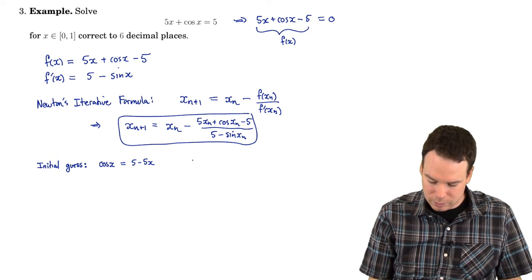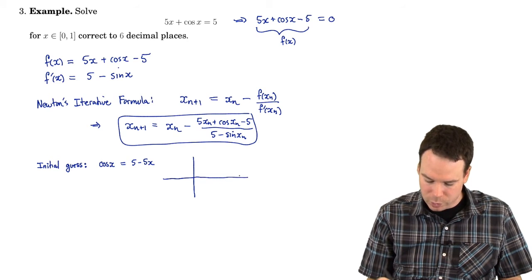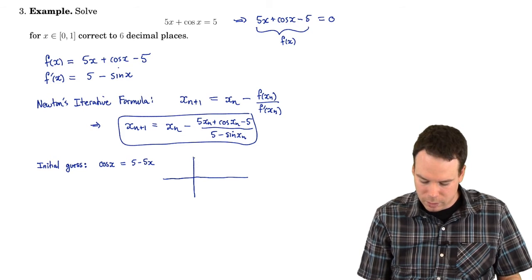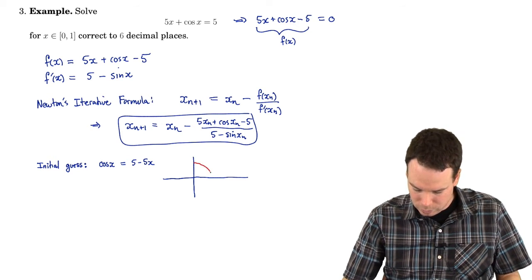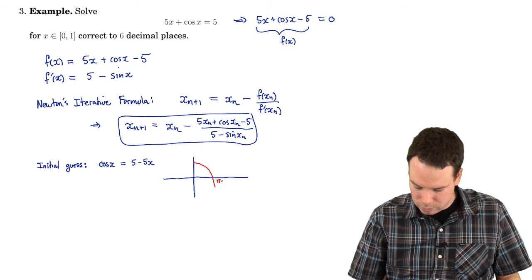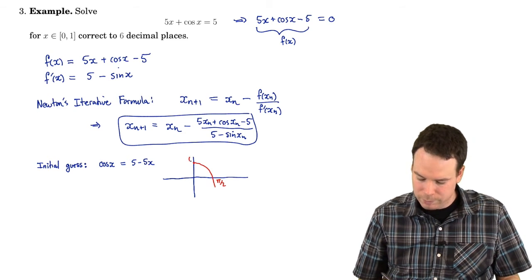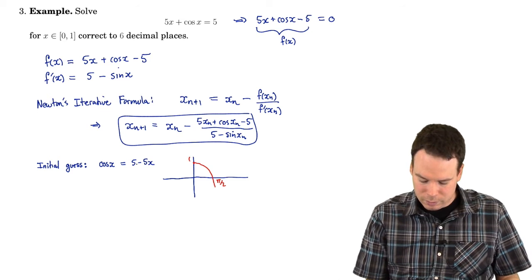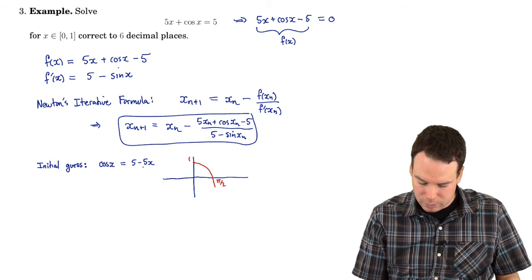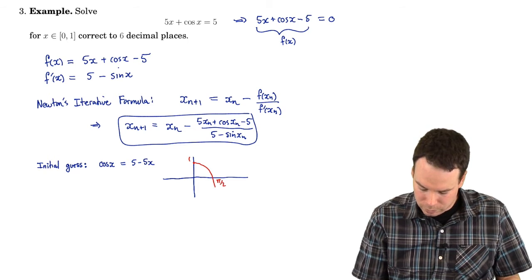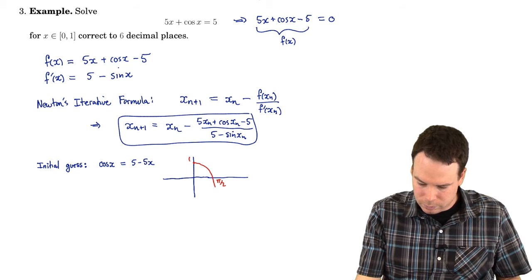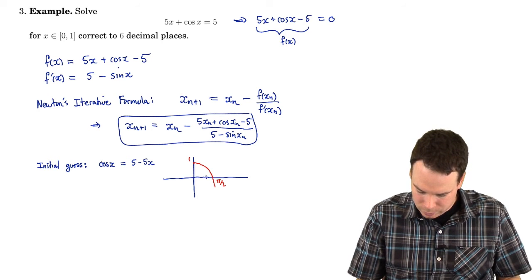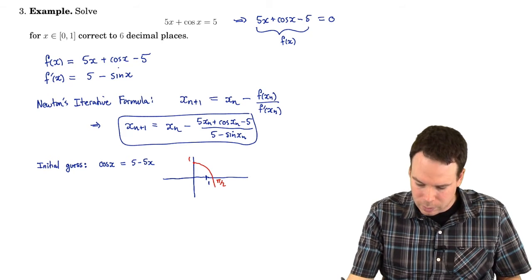So the way I'm going to do this is I'm just going to sketch the graph of both sides of this equality. There's a cosine function. So the cosine function starts at 1 and comes down, and that's going to be pi by 2, and it's up here at 1. And then there's this 5 minus 5x. So 5 minus 5x has a root at 1. So pi by 2 is a little bit bigger than 1.5. So 1 is probably somewhere around here.